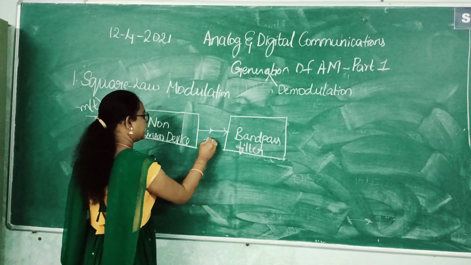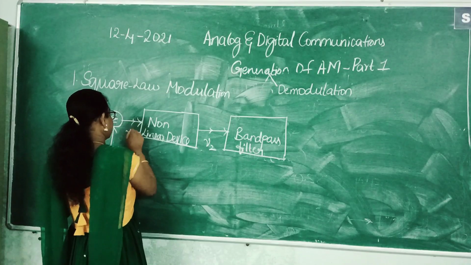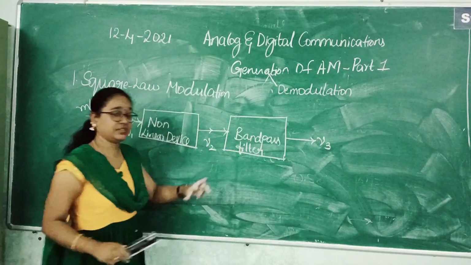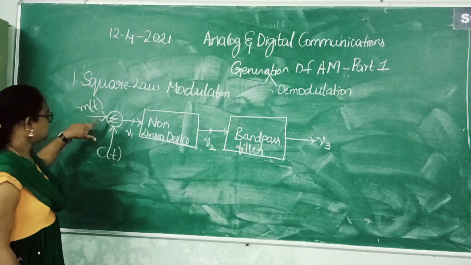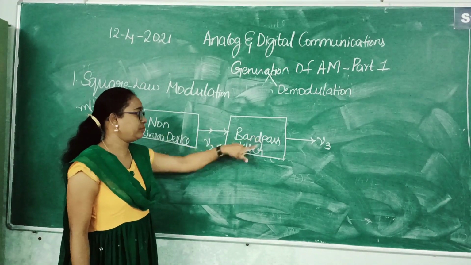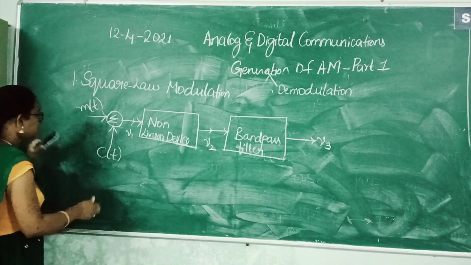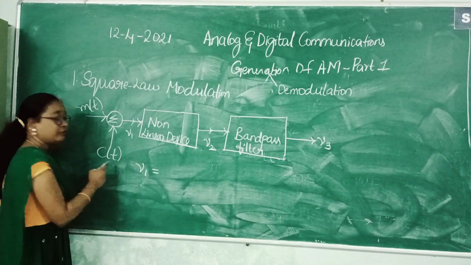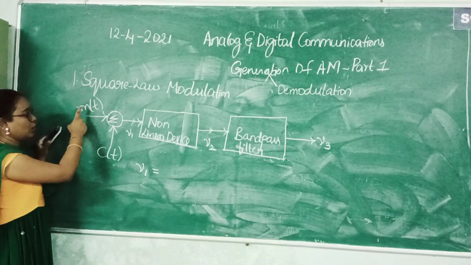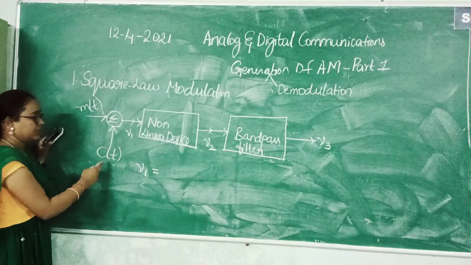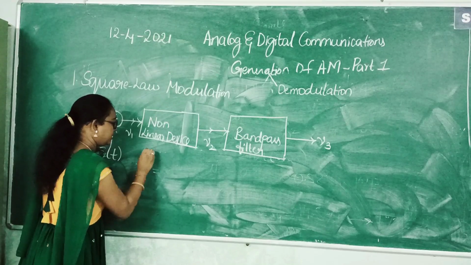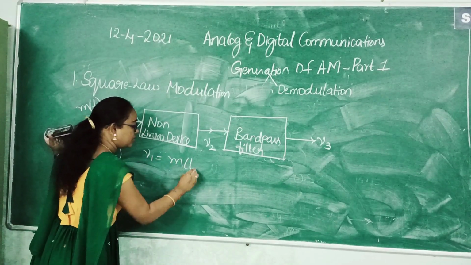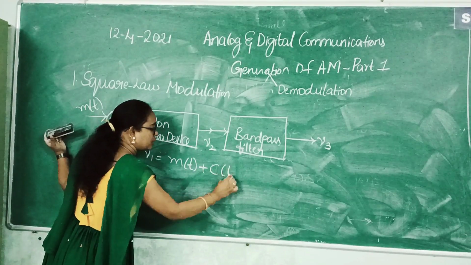So this one I mark as V2, this one I mark as V1, and this output signal we will mark as V3. Summer, non-linear device and band pass filter. Okay, so what is the equation of V1? V1 is the summation of the message signal and the carrier signal. So M of t plus C of t.